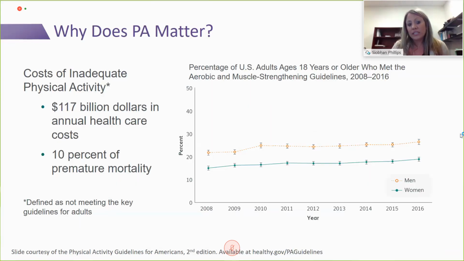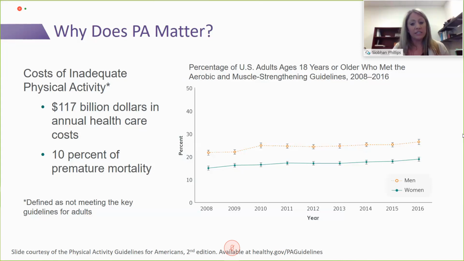So why does physical activity matter? In addition to all of these benefits, there are also high costs associated with inadequate physical activity. These data are from the Physical Activity Guidelines Committee. There's $117 billion in annual healthcare costs because of inadequate physical activity, and 10% of premature mortality can actually be attributed to inadequate physical activity.